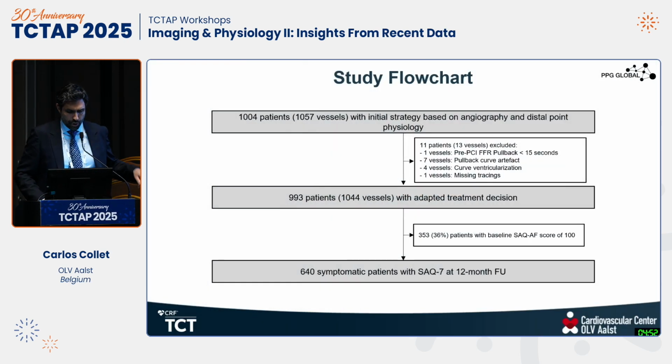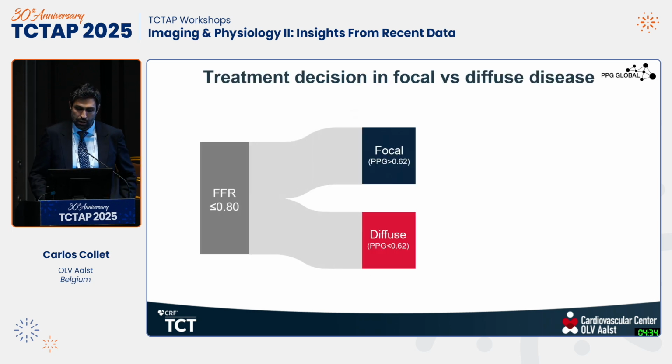So this is the flowchart of the study. We had 1,004 patients that were screened. We ended up with 993 patients included, and I'm just showing here that from this, 640 reported to be symptomatic. This is not the physician saying that the patient is symptomatic. This is the patient saying that they are symptomatic according to the questionnaire.